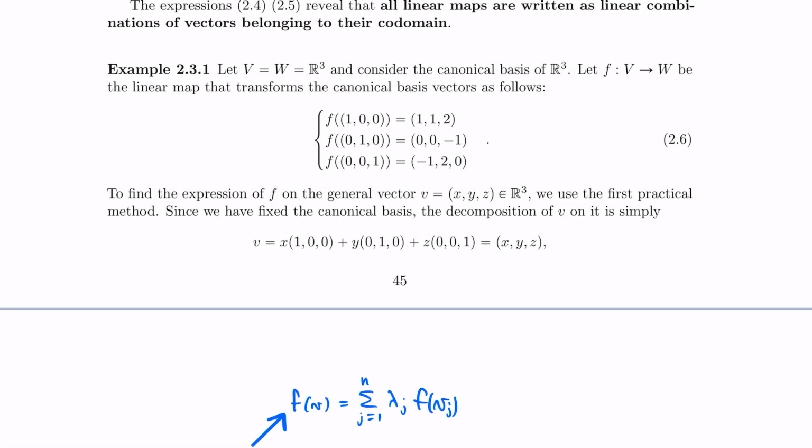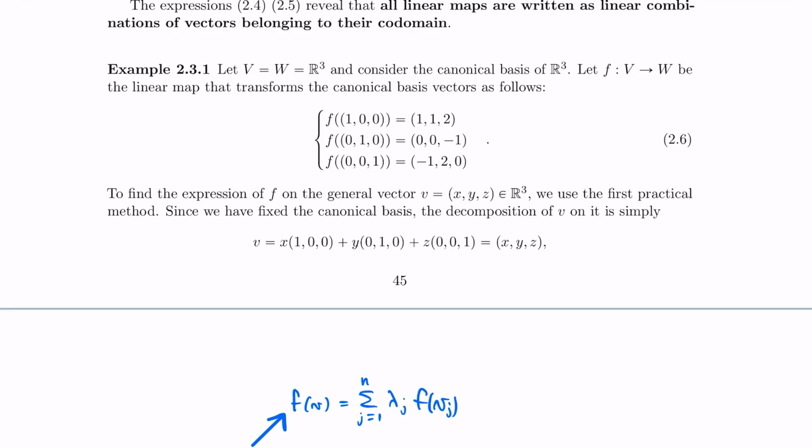In the first example that we consider, we have an endomorphism of R3 represented by the linear map F that acts on the vectors of the canonical basis of R3 in this way. We want to find the general expression of the action of the linear map F on the generic vector v written as (x, y, z) of R3.